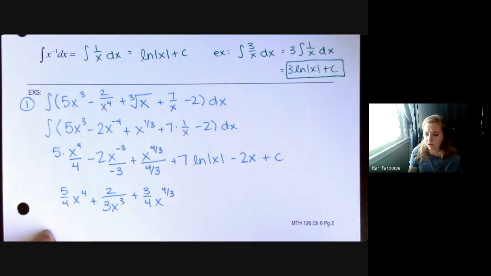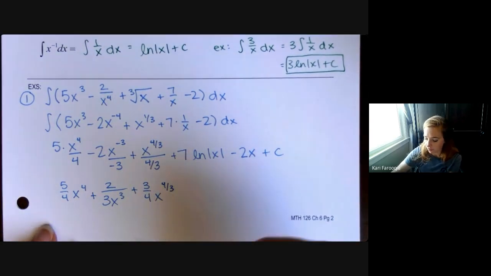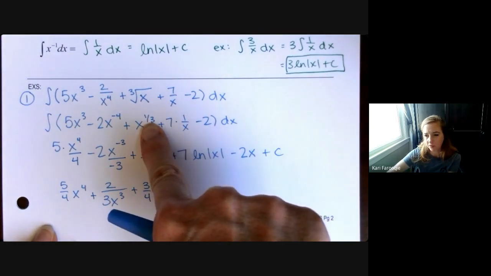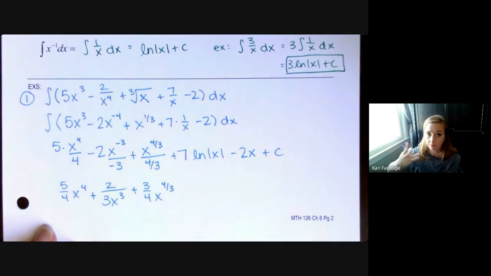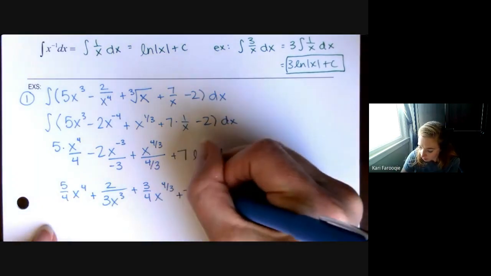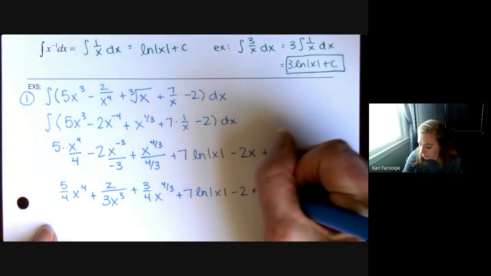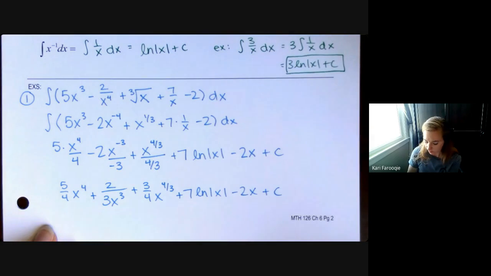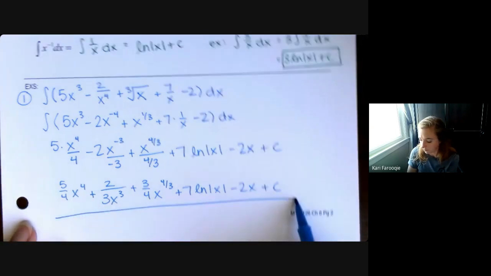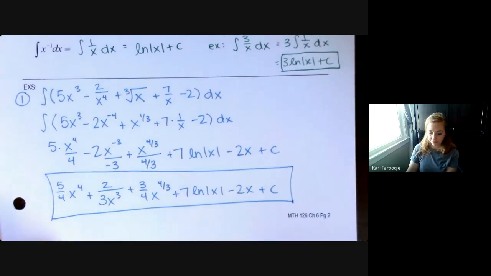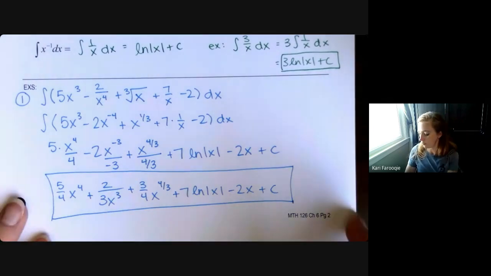And you guys are going to get really quick at working on an integral like this and just automatically saying, all right, I'm increasing the exponent by 1, so it's 4/3, multiply by 3/4. And then 7 times the natural log of the absolute value of x minus 2x plus c. It's done. Using basic rules for integration. Wonderful.